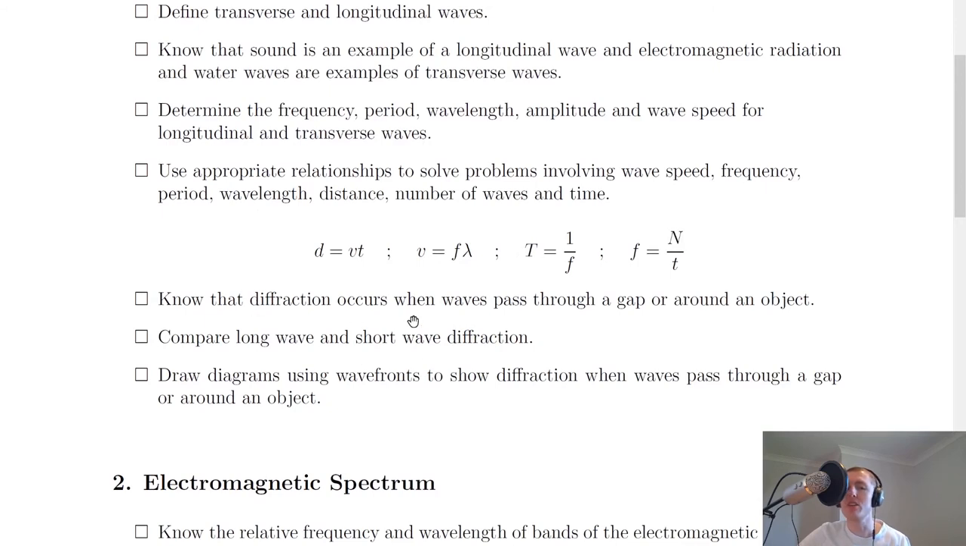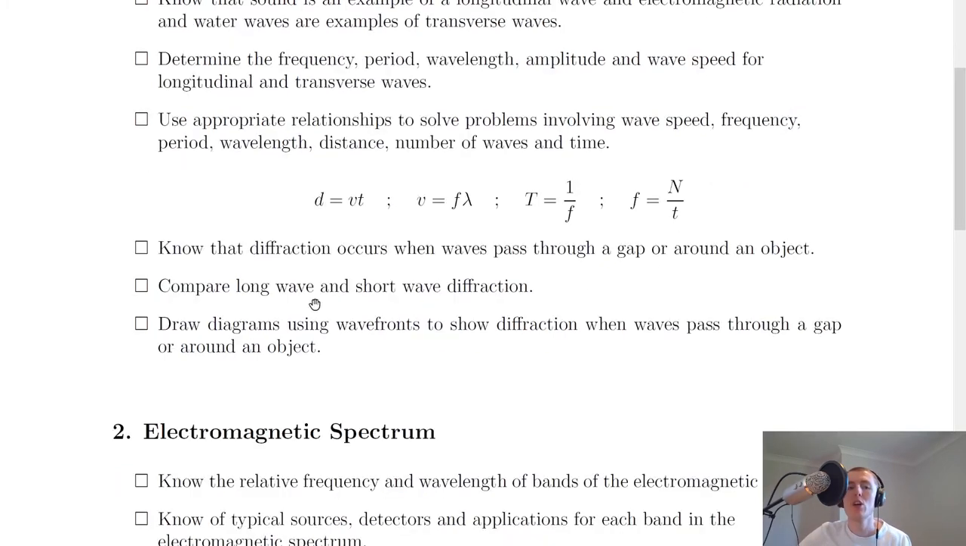Moving on, you need to know that diffraction occurs when waves pass through a gap or around an object. So that's just the definition of diffraction, which is the bending of waves through a gap or around an object. You also need to compare long wave and short wave diffraction. So what this means is, how is diffraction affected if we're using long wavelength waves or short wavelength waves? So you should remember that longer wavelength waves have greater diffraction than shorter wavelength waves, so longer wavelengths diffract more than shorter wavelengths.